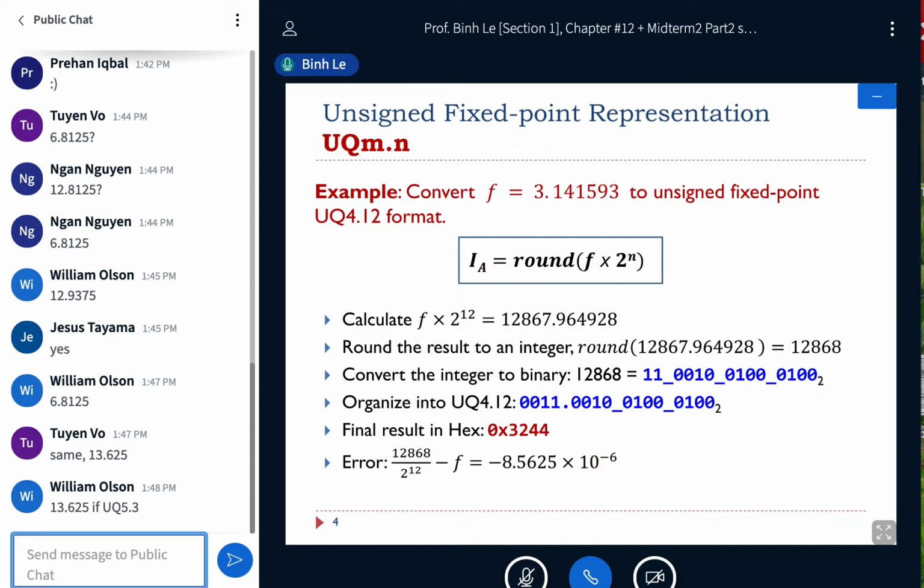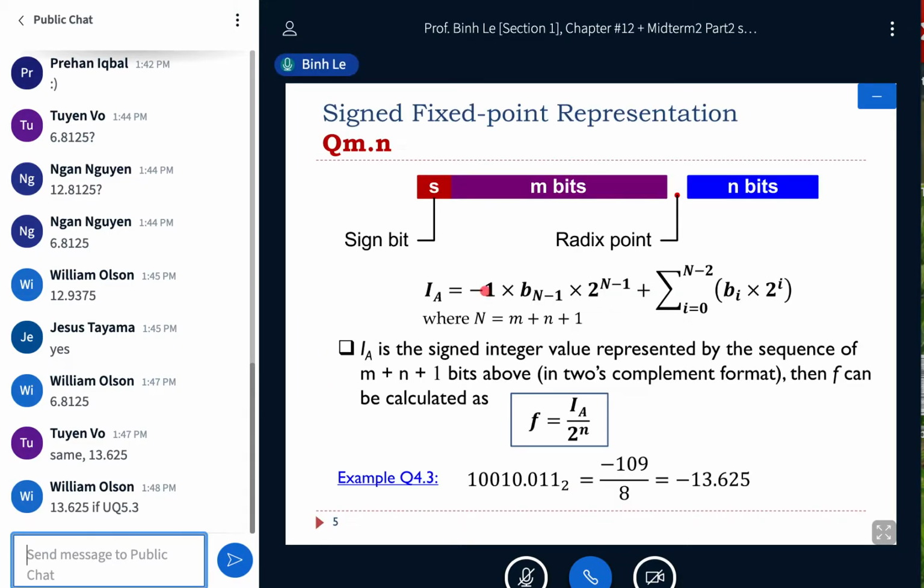How about signed number? How about signed fixed point representation? So I will do that. For example, let's say in this case you have 8 bits over here, and I tell you, okay, I will use these 8 bits to represent a signed fixed point number. So I will ask you, what will be that number? Please let me know.